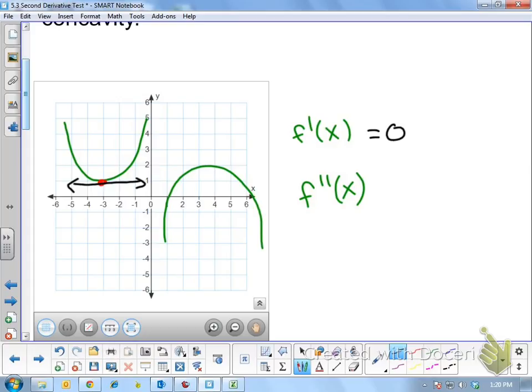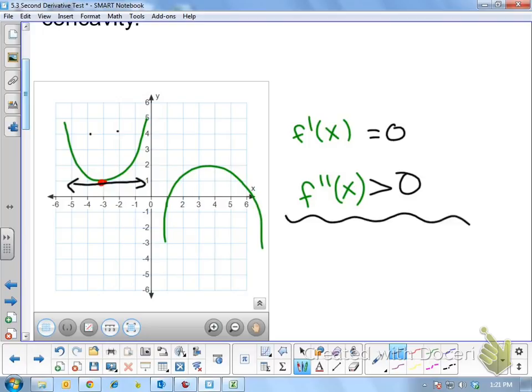So then, what about f double prime of x? Looking at my picture, what did f double prime of x tell us about a function? Concavity. Okay. If we were concave up, what do we know about f double prime of x? It's positive. I always think of it as a happy face.